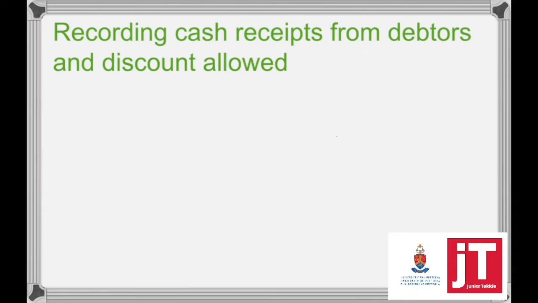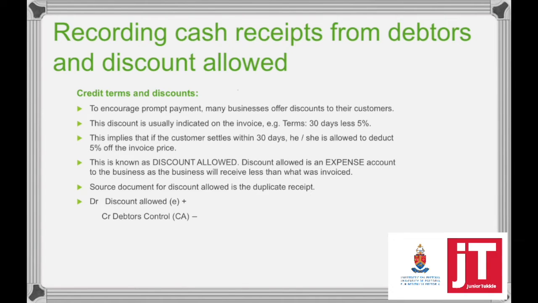Now, first of all, we record the cash receipts from the debtors and discount allowed in our cash receipts journal because we're receiving money. But what is discount allowed? According to our credit terms and discounts, we encourage prompt payment by offering a discount to our customers. This discount is usually indicated on the invoice, for example, terms 30 days less 5%. This implies that the customer settles within 30 days and he or she is allowed to deduct 5% off the invoice price before they pay. This is known as the discount allowed.